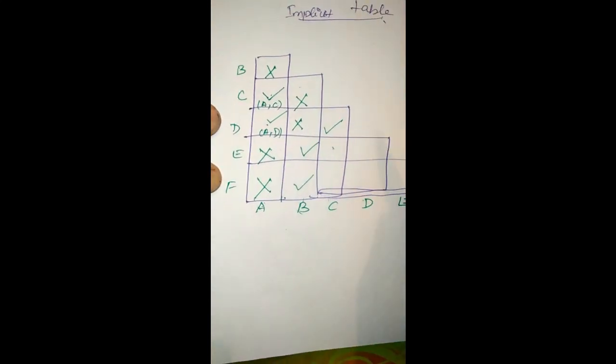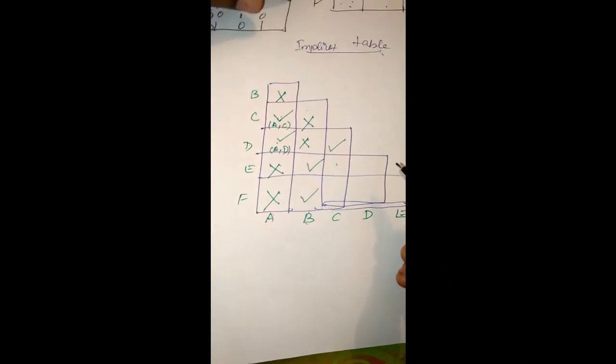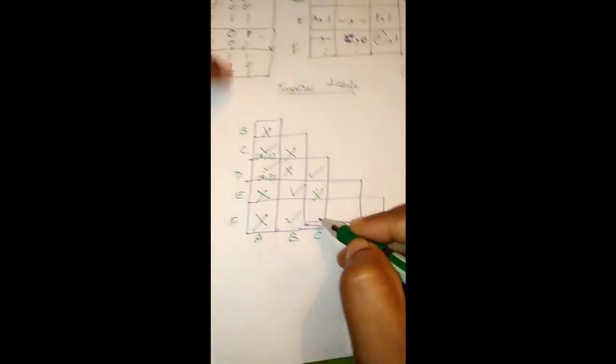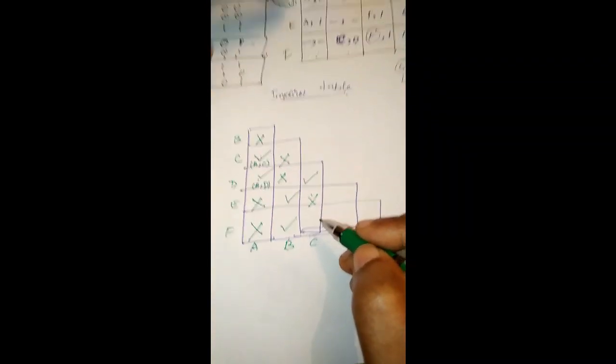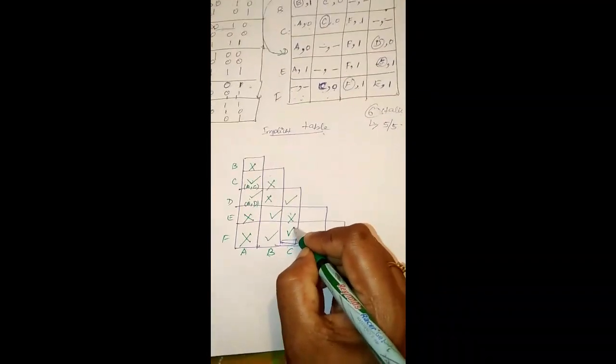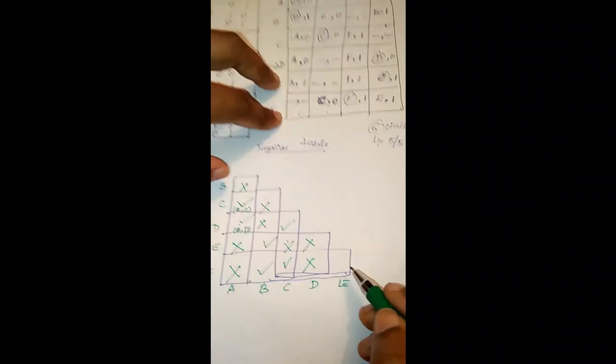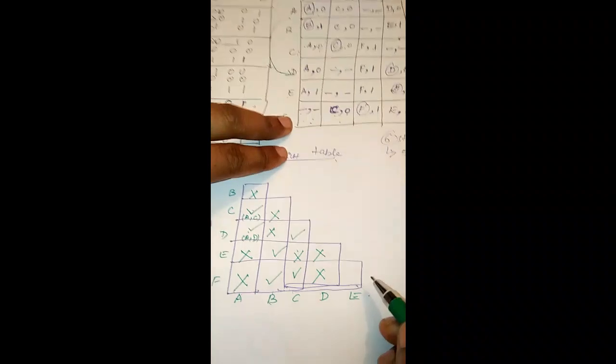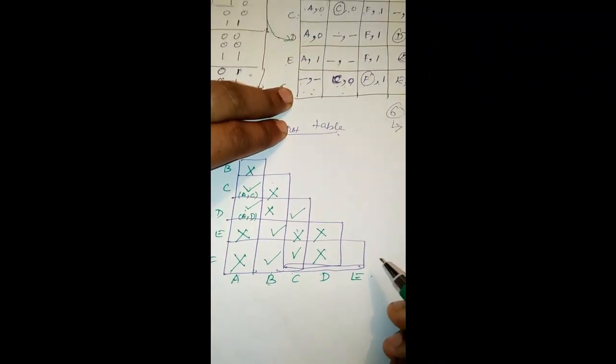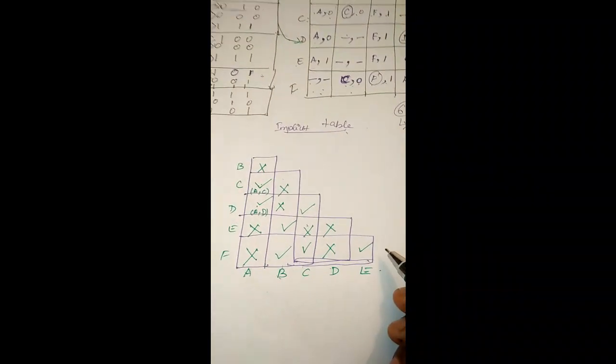C and E, the outputs are changed, so it's not matching. For C and F, it is the same, it is matching over here. For D and E, it's not matching. For D and F, if you see, it is not matching. For E and F, it is matching. So E and F are matching.